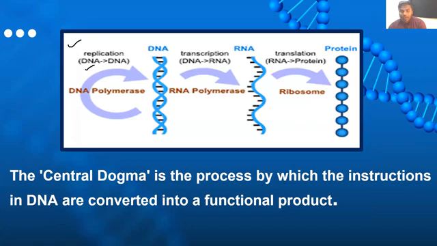First of all, why do we have to read replication? Why will we only read replication first, then come to transcription, then come to translation? Why can't we read translation directly? Why can't we read transcription directly? Why are we reading only replication? All of you pay attention, friends.